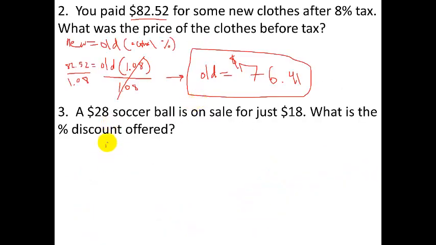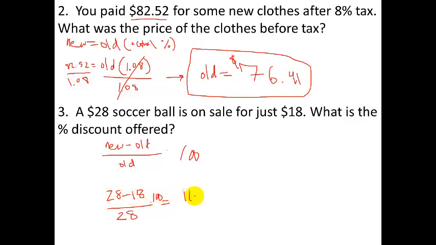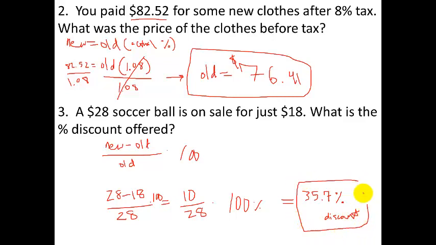Okay, so the formula was the new price minus the old price divided by the old price. So new minus old tells us what the actual discount was. Then we compare that to the original, and then we multiply by 100. So new minus old is 28 minus 18 divided by the old price, which is $28. Then times 100. This 28 minus 18 tells us we got a $10 savings off of a $28 item, and then we convert it to a percent by multiplying by 100%. So 10 divided by 28 is 0.357 blah blah blah times 100 is 35.7, and I'll just round to the tenths place here, percent discount.